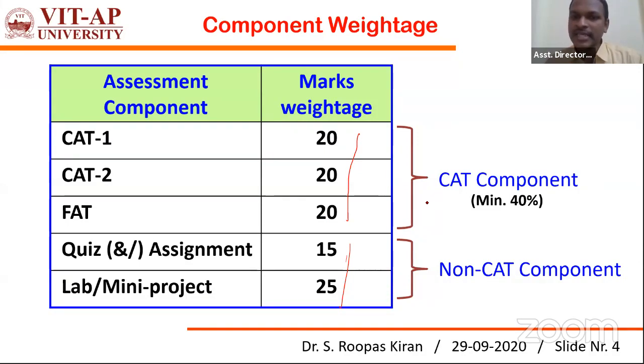We will be discussing a little more about this one in the later slides. So that is one particular condition we are having. Compulsorily you must score a minimum of 40%, that is 24 out of 60. That kind of condition is not there for the non-CAT component. You can score either 0 or 40 out of 40, it doesn't matter. But here you must score a minimum of 24 out of 60 marks.